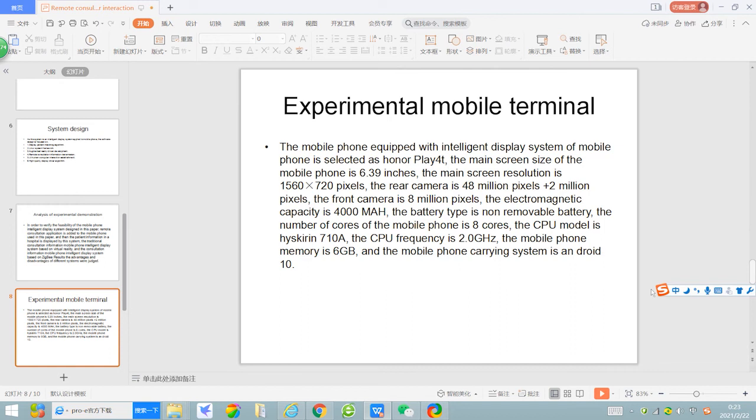The rear camera is 48 million pixels at 2 million pixels. The front camera is 8 million pixel cells. Electromagnetic capacity is 400 mAh. The battery type is non-removable battery. The number of cores of the mobile phone is 8 cores.